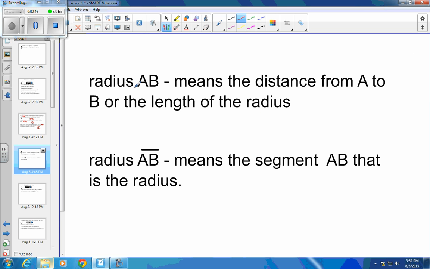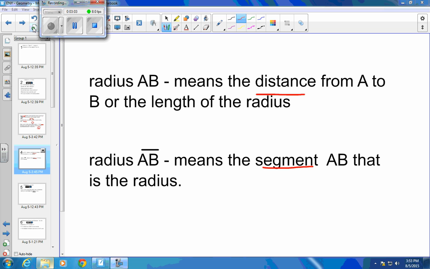So radius AB means a distance. Notice there's no little segment mark above it. And radius AB with a segment mark means the segment. So this is going to get really technical in geometry, knowing exactly what you mean to say and saying exactly what you mean.